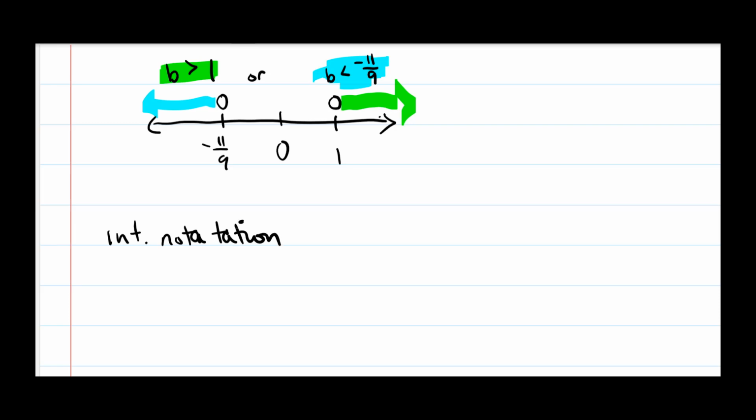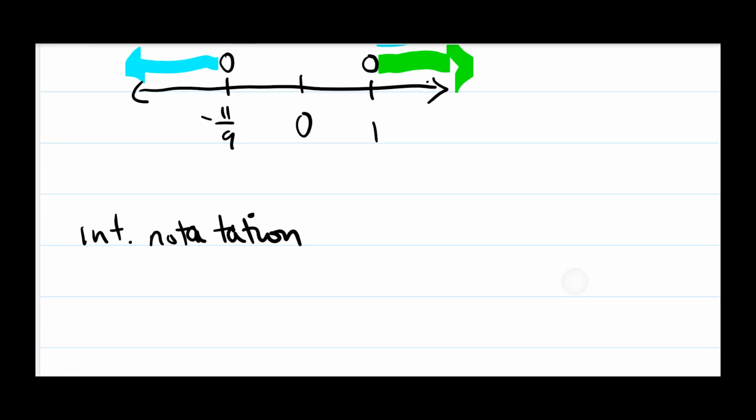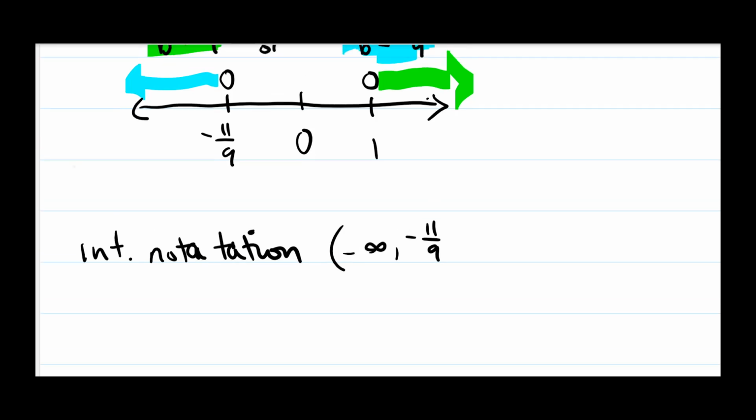Now this is why I like the graph, because from the graph, I'm going to go from left to right. So as we do that, we're going to start with negative infinity, and we're going to go all the way into that value, negative 11 over 9. Now the infinity or negative infinity will always get a soft bracket. However, we have to look at either one or two things.